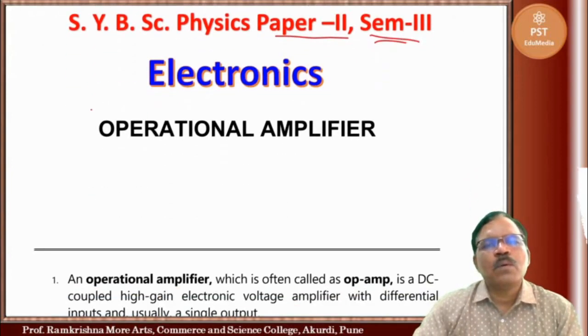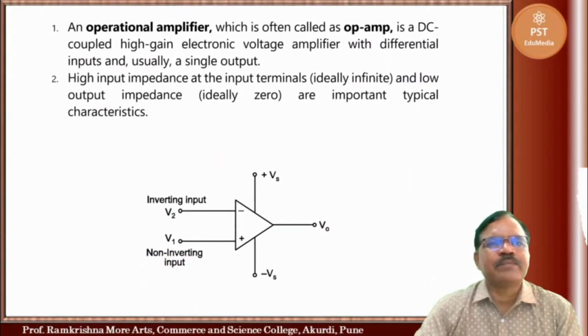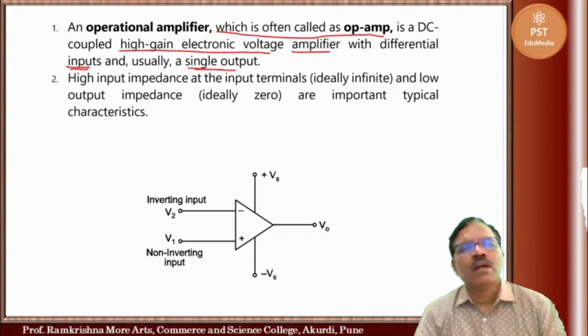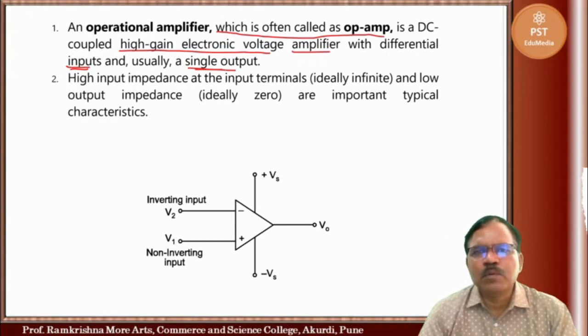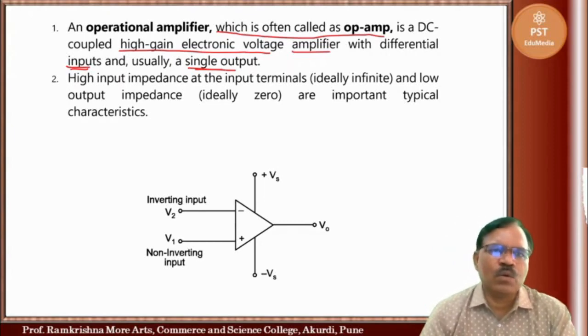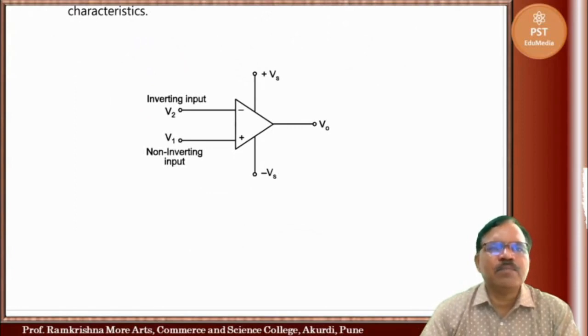Now what is an operational amplifier? An operational amplifier, which is often called an op-amp, is a DC coupled high gain electronic voltage amplifier with differential inputs and usually a single output. High input impedance at the input terminals, ideally infinite, and low output impedance, ideally zero, are important typical characteristics. Now here this is a symbol of operational amplifier.